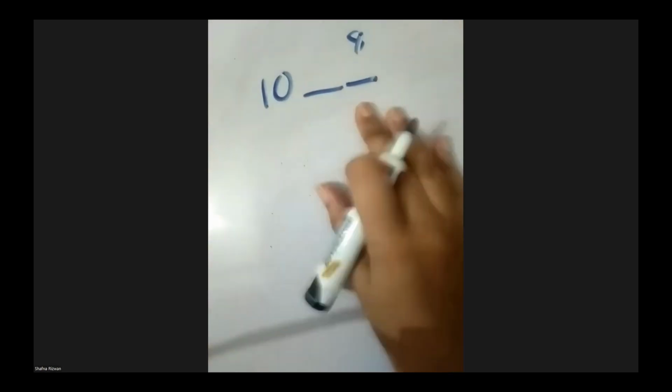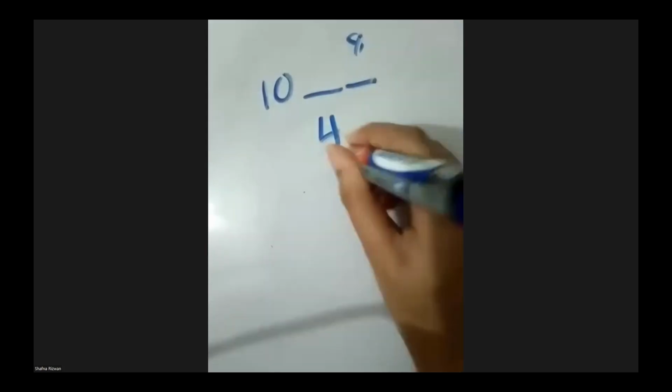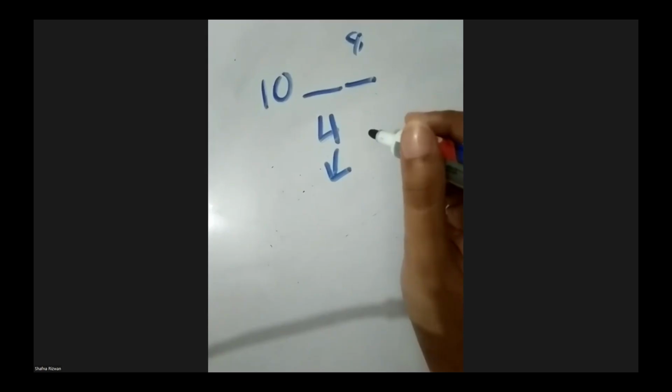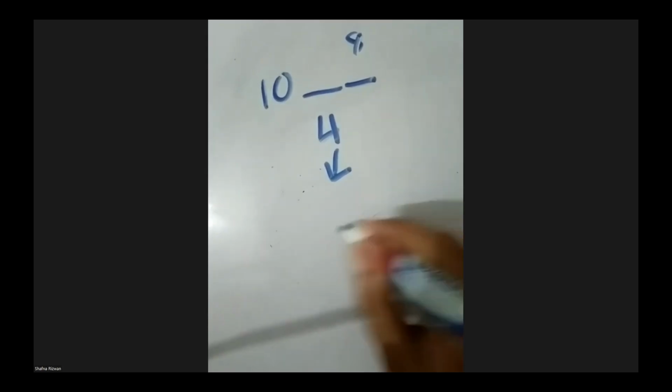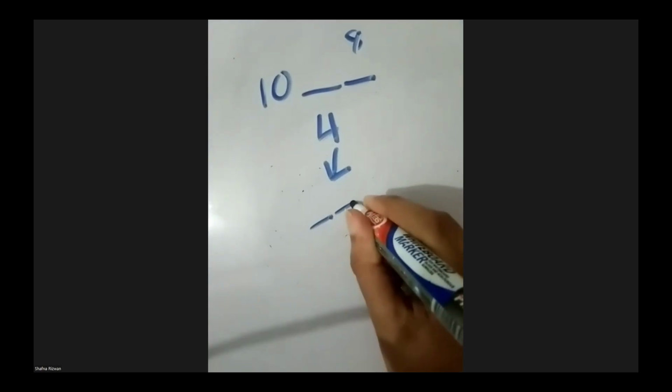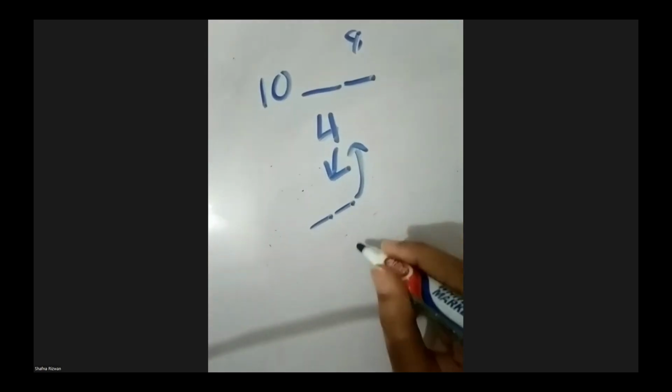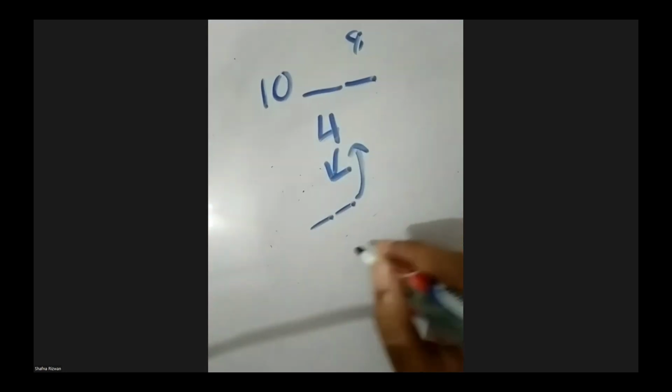Another way, they are asking that this number should be divisible by 4. How can you make a number divisible by 4? The divisibility rule for that is that the last two digits of the number should be divisible by 4. Then the whole number is divisible by 4.